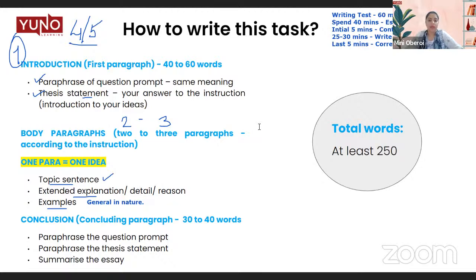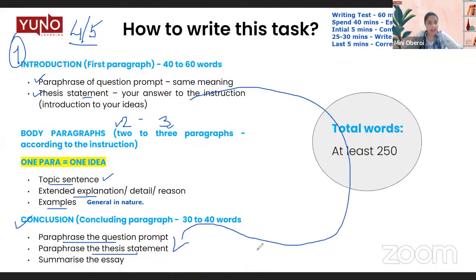After this, we come to the conclusion paragraph. So, after the introduction, we have either 2 body paragraphs or 3 body paragraphs, and then we have the conclusion. A conclusion paragraph contains paraphrasing of the question topic, right? We just try to rephrase that. We paraphrase the thesis statement that we gave in the introduction. We try to paraphrase the same thing at the end.